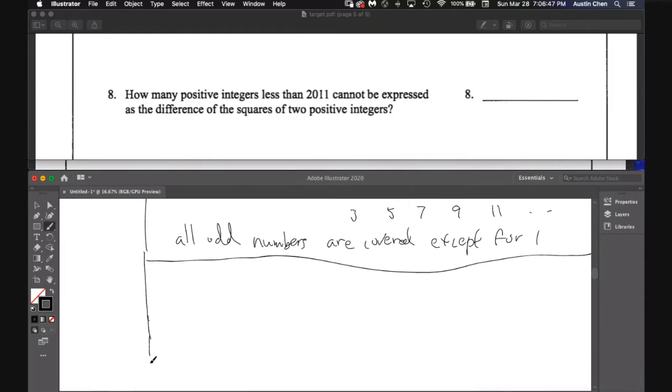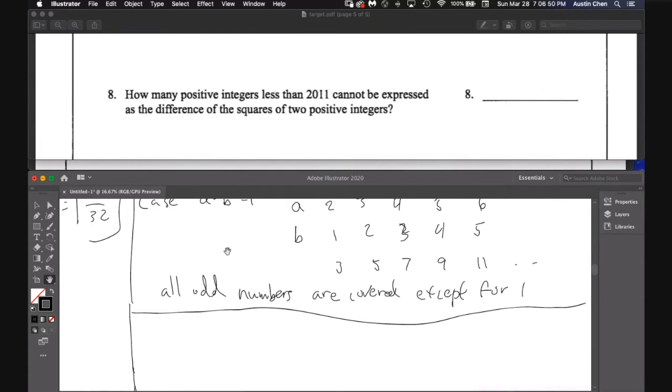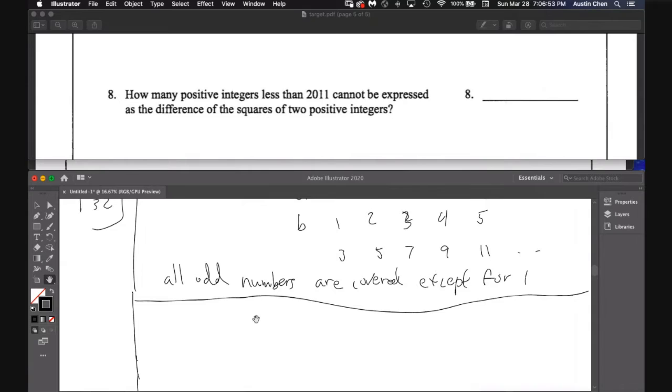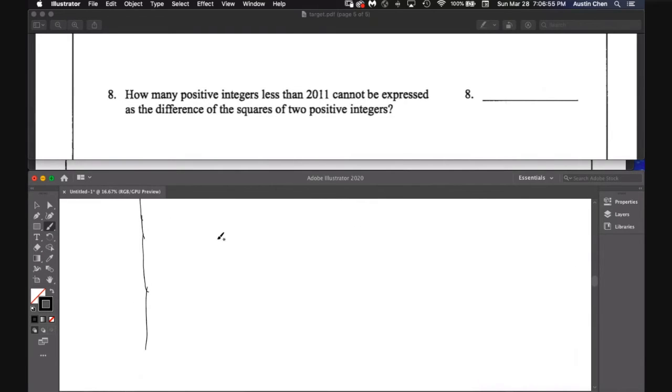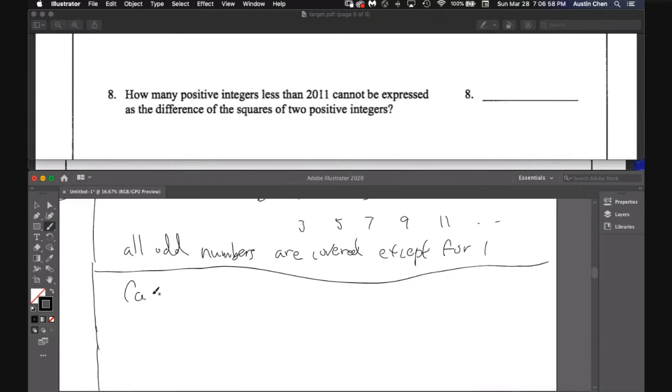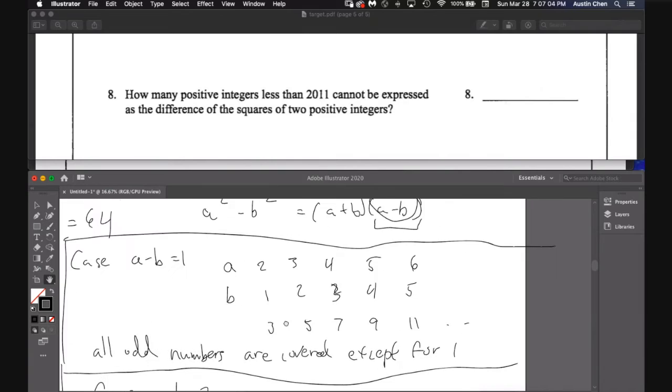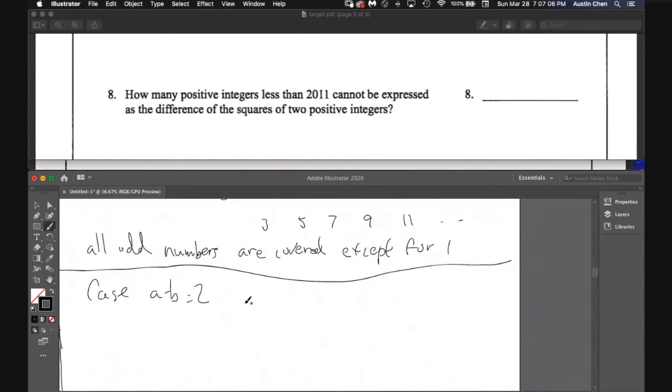Now let's try to look at higher differences and see if we can get any more information about this problem. So let's look at a case where the difference a minus b is equal to 2. Let's again list out our a and b rows, starting from when they are the smallest. So a is equal to 3 and b is equal to 1. And we're going to gradually increase this. So this will be 4 and 2, then 5 and 3, then 6 and 4, and this will go on.